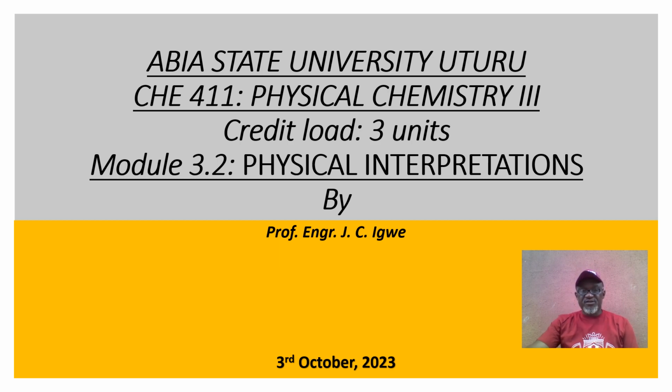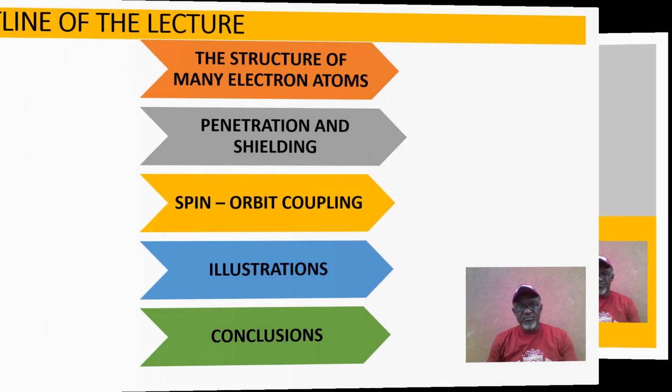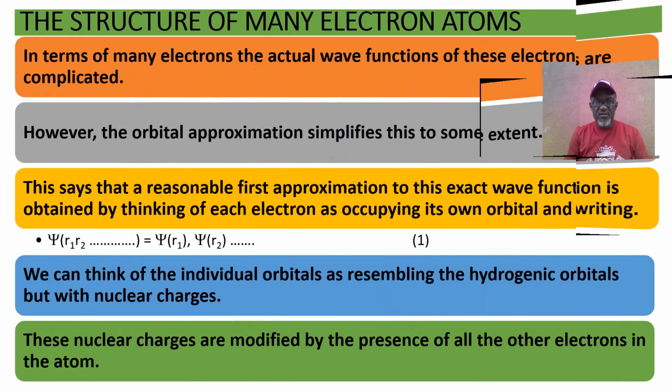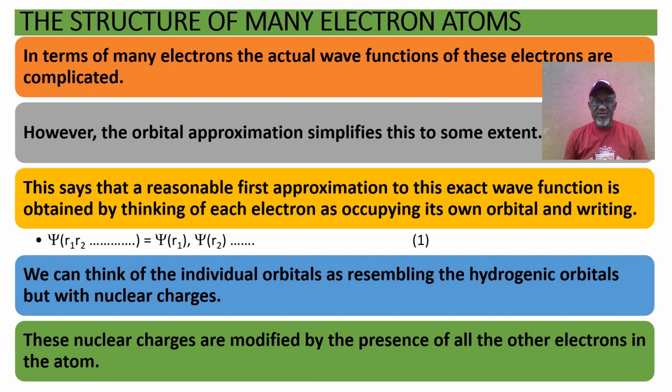We're still on physical interpretations, and this physical interpretation 2, we want to look at more interpretations from the outcome of the Schrodinger equation. We're going to look at the structure of many electron atoms, penetration and shielding, spin orbit coupling, illustrations, and conclusion. The structure of many electron atoms.